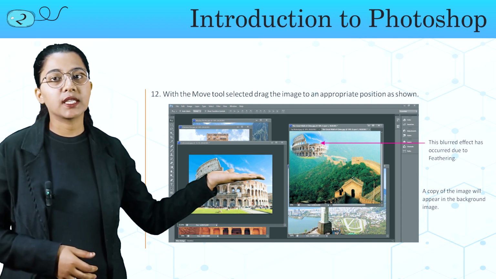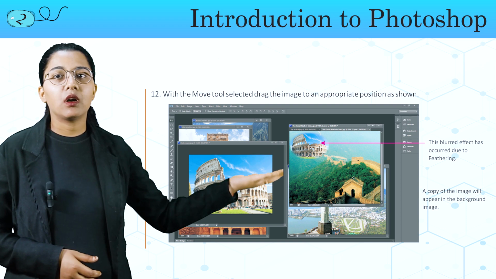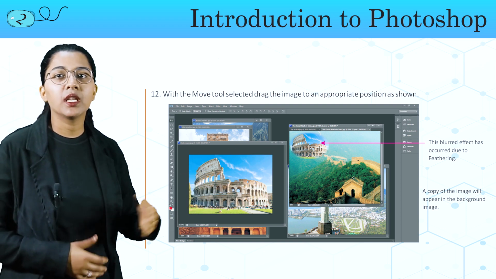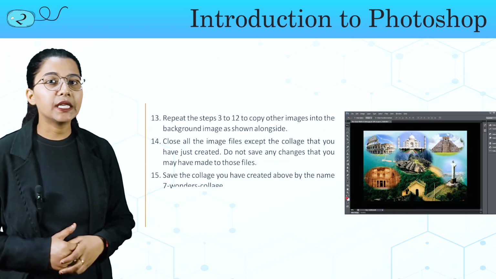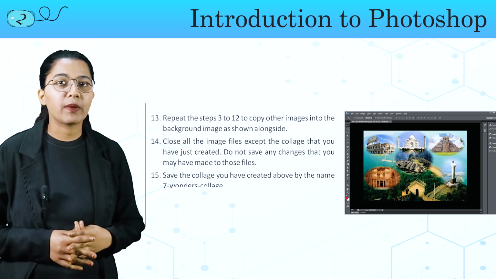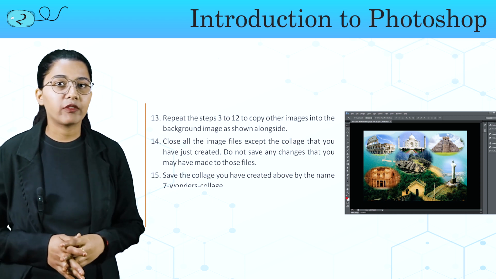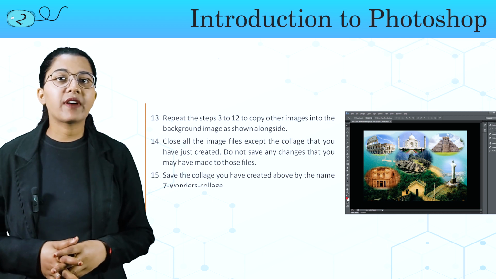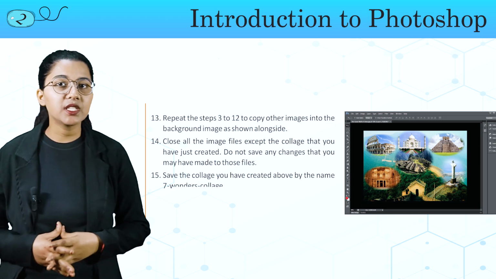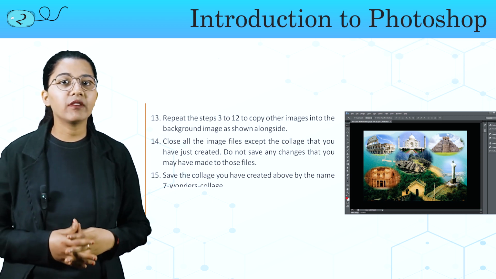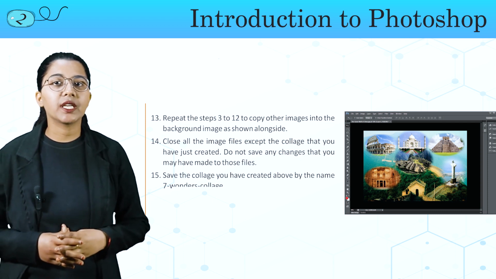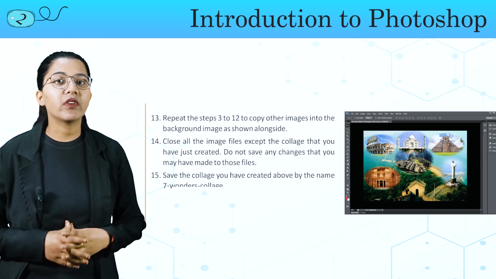First, in this picture, you can see the blurred effect has occurred due to feathering. Then, a copy of the image will appear in the background image. 13. Repeat steps 3 to 12 to copy other images into the background image as shown alongside. 14. Close all the image files except the collage that you have just created. Do not save any changes that you may have made to those files. 15. Save the collage you have created above by the name 7 Wonder Collage.